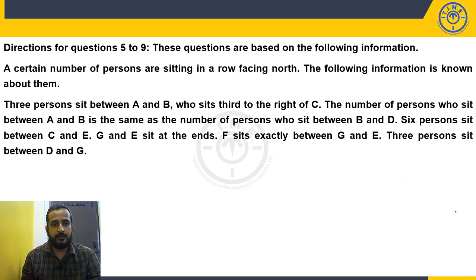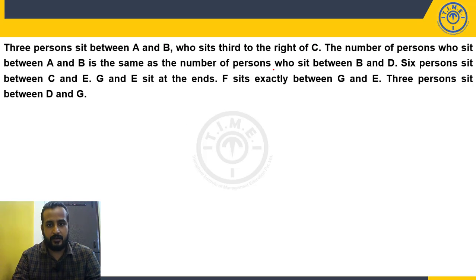Directions for questions 5 to 9. Unknown number of persons in a line and all are facing north. Okay. Let's see how this will be solved. 3 persons sit between A and B, who sits third to the right of C. It is given 3 persons sit between A and B, but we don't know whether A is to the left of B or A is to the right of B, that we don't know.